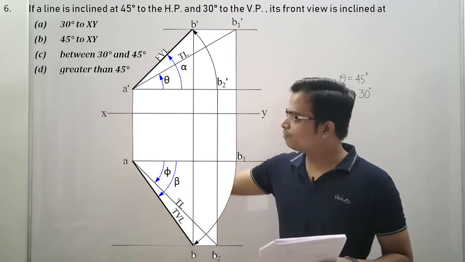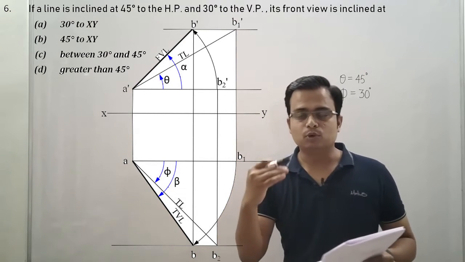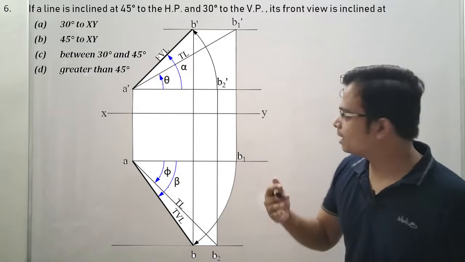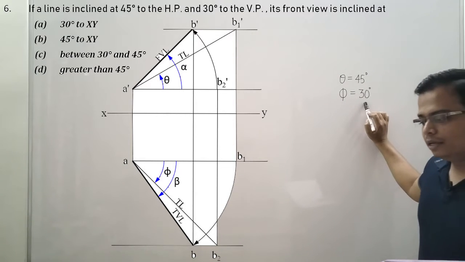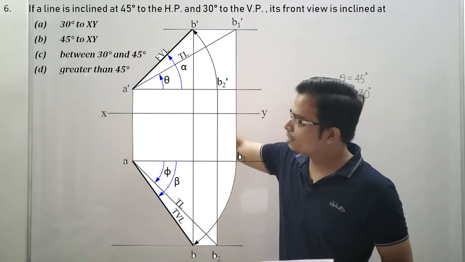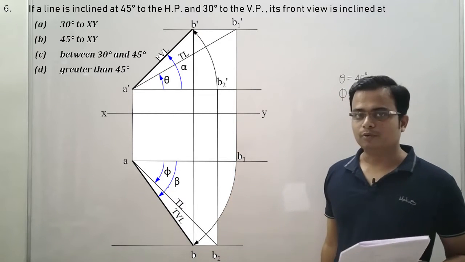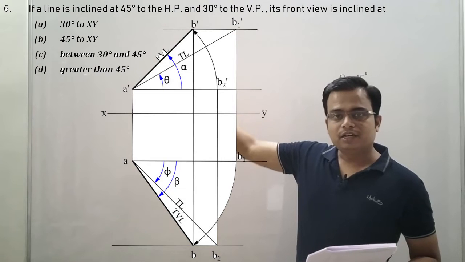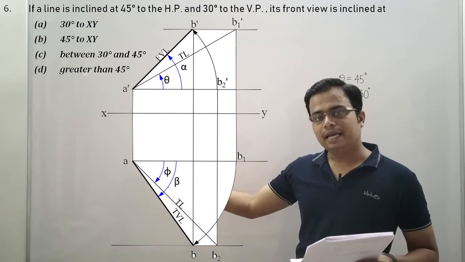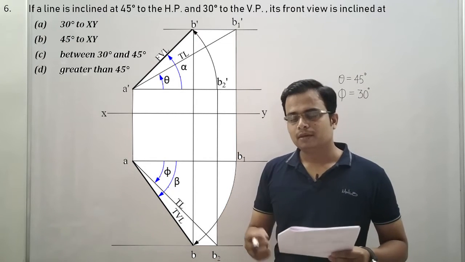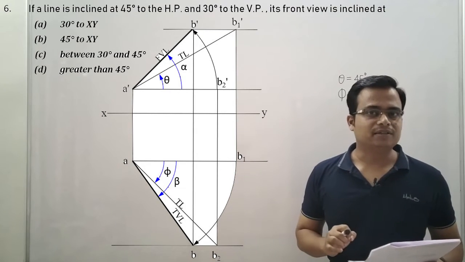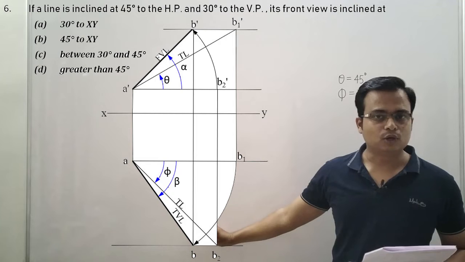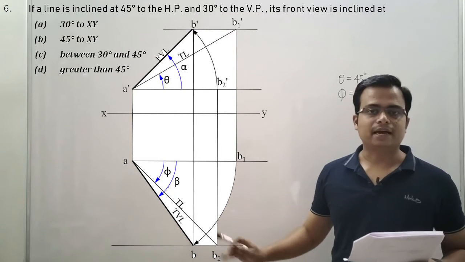So this is basically the front and top view of a line inclined to both HP and VP, say at an angle 45 degrees with HP and angle 30 degrees with VP. In that case, you can clearly see this over here is the final front view, and that's the final top view. A dash B dash represents the final front view, and AB represents the final top view. The angle that the final front view makes with the XY line is alpha, and the angle that the final top view makes is the angle beta.